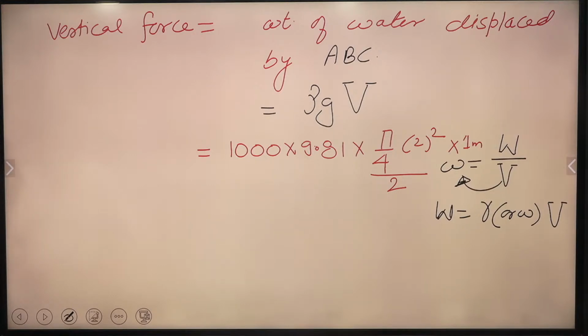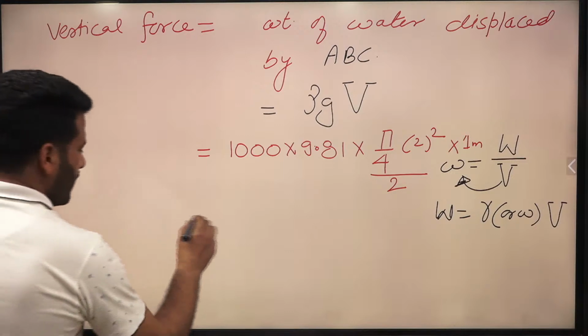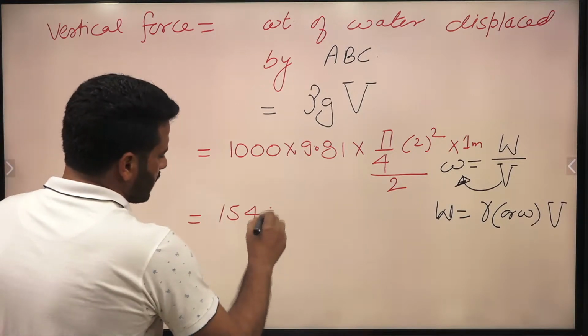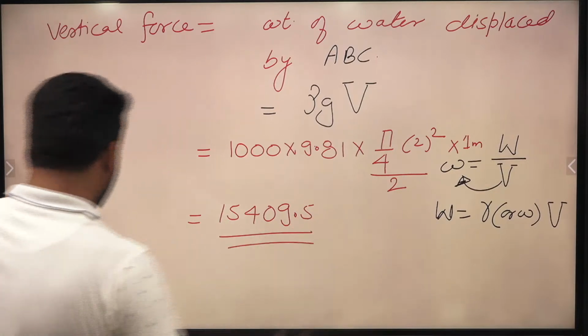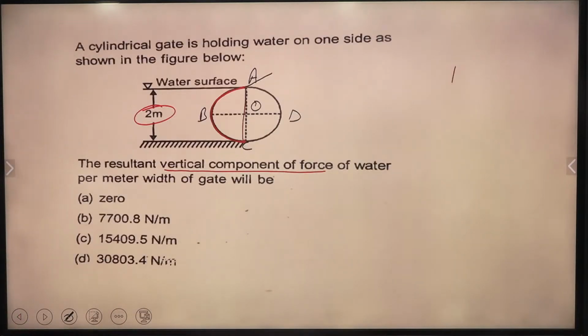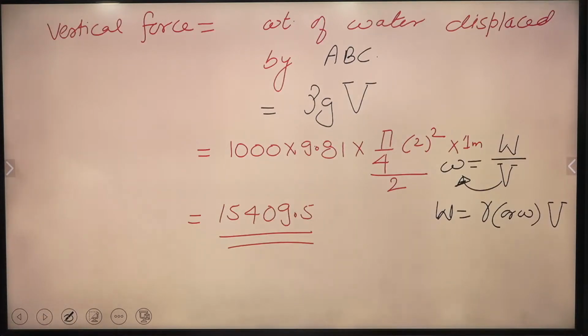So let me do the calculation. This is coming to be 15409.5. So let me check, is there any option? Yes, this one. Option C will be the answer. This is the weight per meter length.